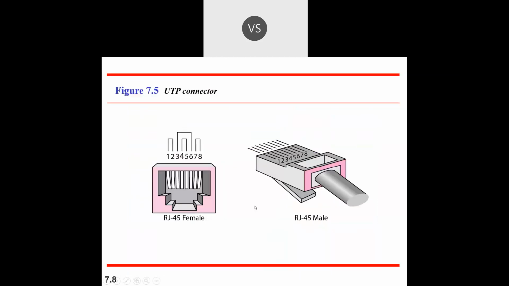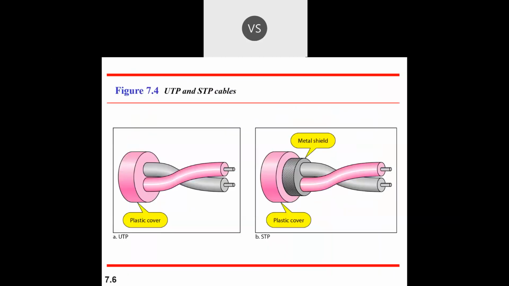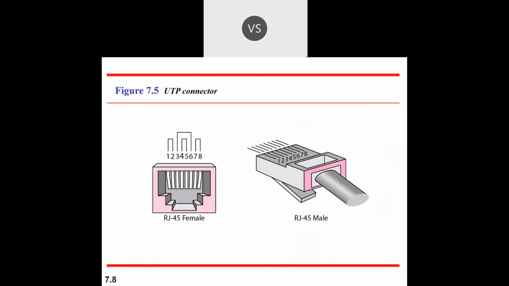Now let's see what type of connector is associated with this. As we have seen, two cables get twisted. This is a connector diagram. In this connector diagram, we have 8 twisted pair cables fitted, and it is considered an RJ45 female and male connector.